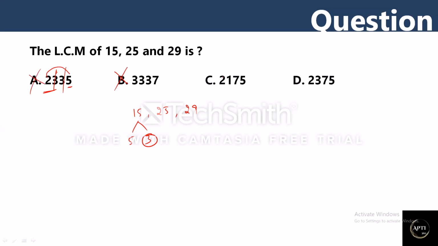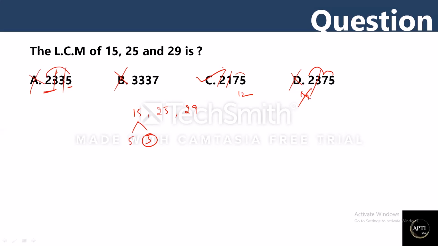Option B is already eliminated. Next, 2 plus 1 is 3, eliminated. Then 5 plus 7 is 12, and 12 is divisible by 3, so we'll cross check with option D as well. 3 eliminated, 5 plus 7 is 12, 12 plus 2 is 14, but 14 is not divisible by 3. Option D is also wrong. So the only option satisfying is option C, 2175.